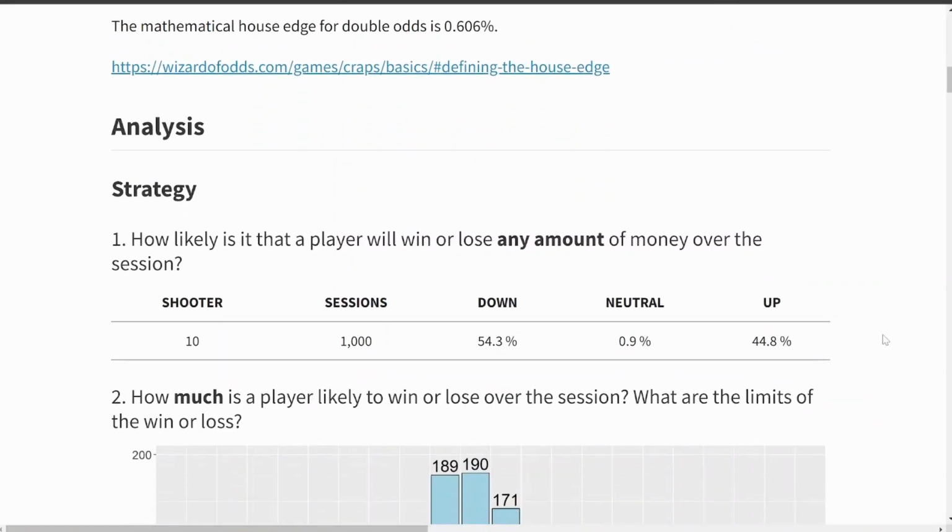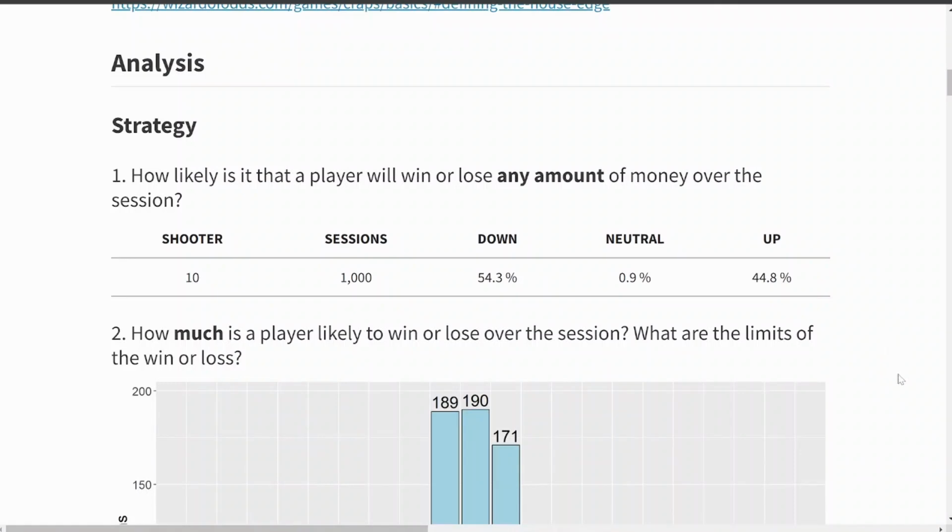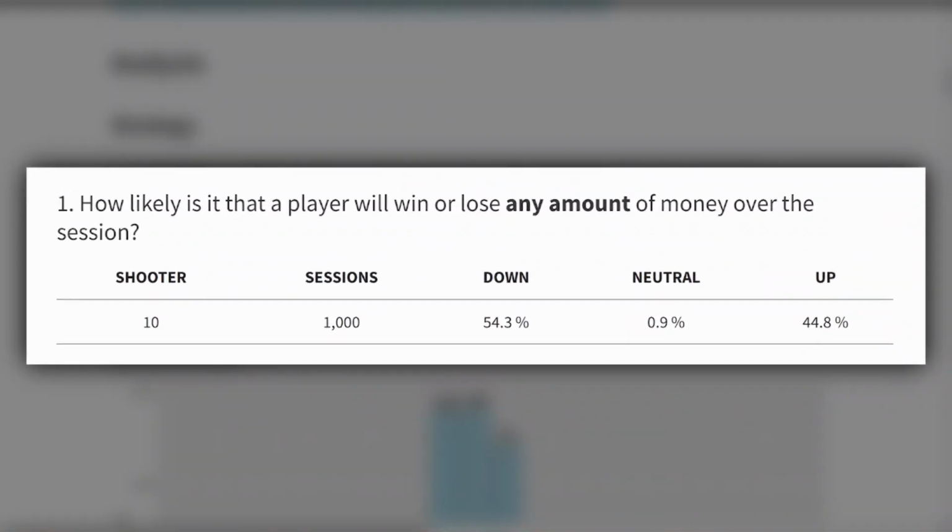So let's get into the analysis. So first question: how likely is it that a player is going to win or lose any amount of money over the session? 54.3% of the time the player ends down. A little less than 1% they're neutral, which means they didn't win or lose any amount of money. Almost 45% of the time the players are up, so they won $1 or more. So again, what's the theme here? You're more likely to lose than win on this game in the casino with this strategy.